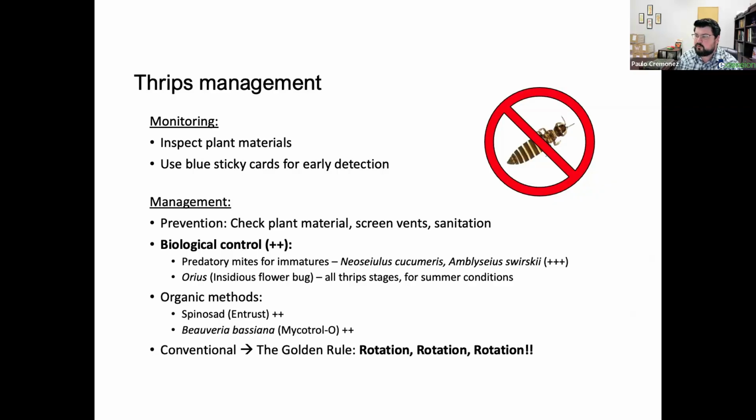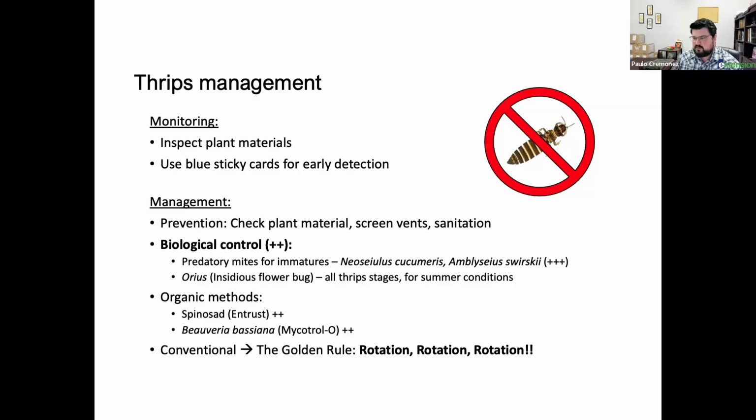For thrips management, monitoring, like I said: inspect plant materials, use blue sticky cards for early detection. For management, check plant materials, screen vents, and sanitation. If you have a greenhouse and are growing your seedlings in the greenhouse, do so to avoid bringing those problems to the field. Use of biological control: you can disseminate Neoseiulus cucumeris and Amblyseius swirskii. They provide good control of thrips early on. And the pirate bug or insidious flower bug can also be used for all thrips stages for summer conditions.